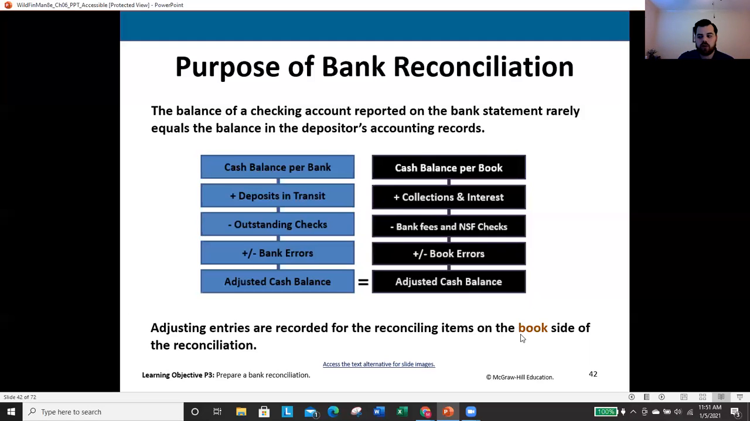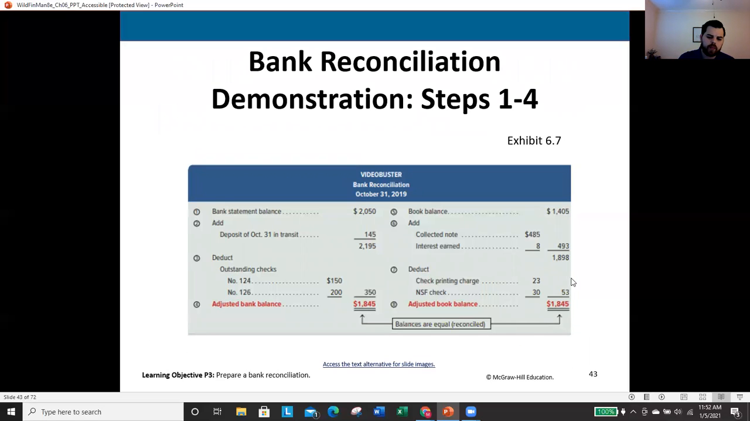So if I ask you to record the journal entries necessary for a bank reconciliation, only prepare the journal entries for the book side. Okay. Now, here's how this works. At the beginning of this, we had a bank statement balance of $2,050 and a book balance of $1,405. Do these two numbers equal? No, they do not.